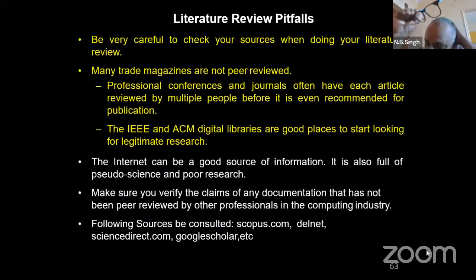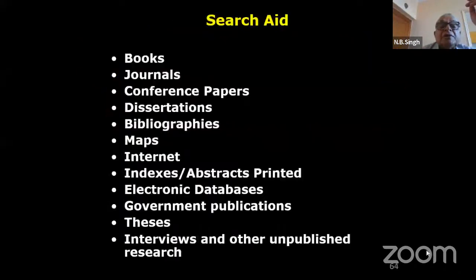If you have collected the information from non-reliable journals, then it may lead to a lot of misinformation. So always try to avoid that. What are the search aids or search engines? Books. You read the books in the library, journals, conference papers, dissertations, bibliographies, maps, internet, indexes, abstracts, printed and electronic databases, government publications, theses, interviews, and other unpublished research. A number of things are available from which you can have a literature survey.